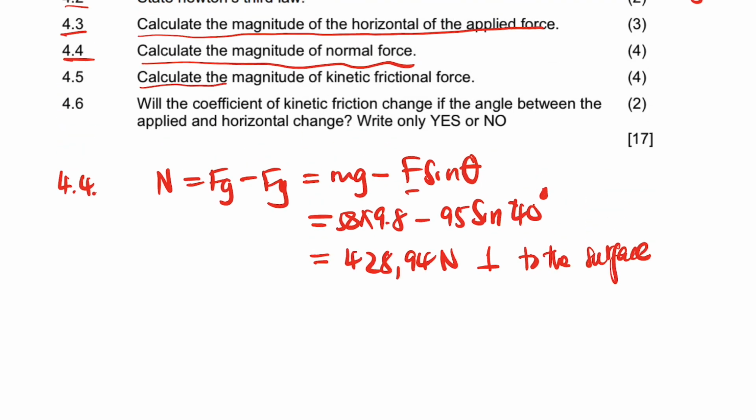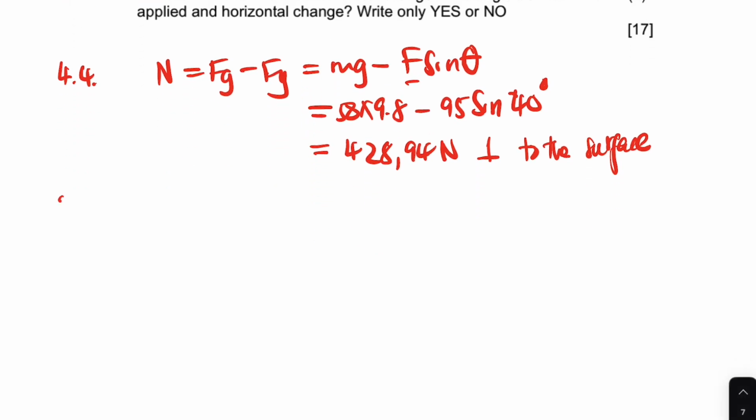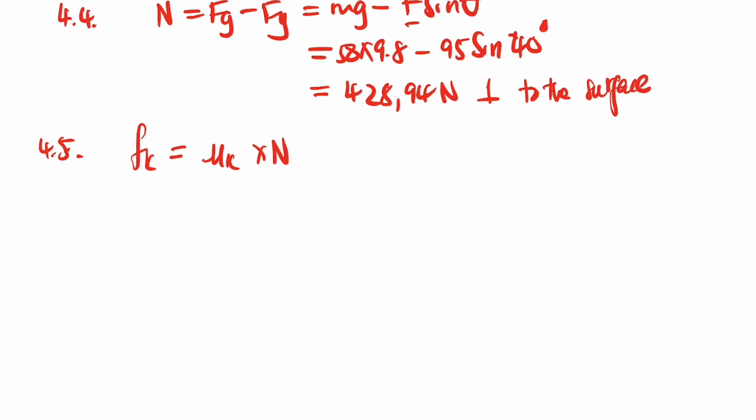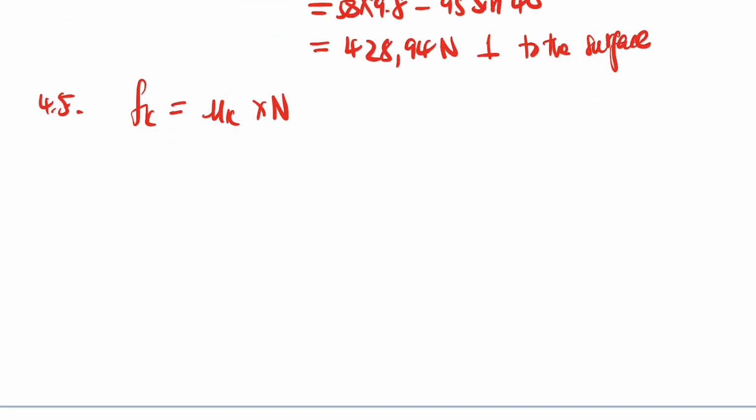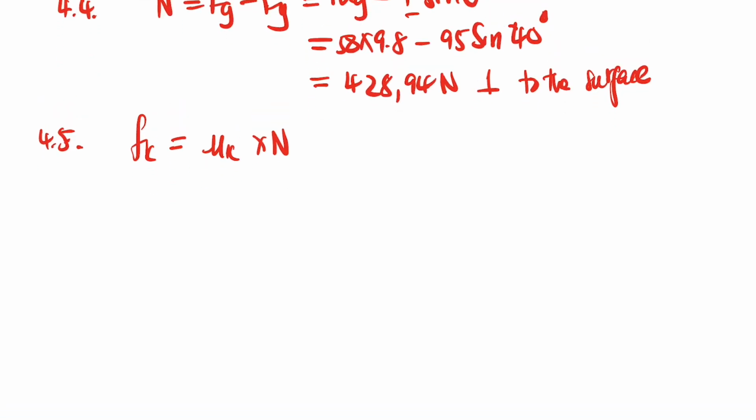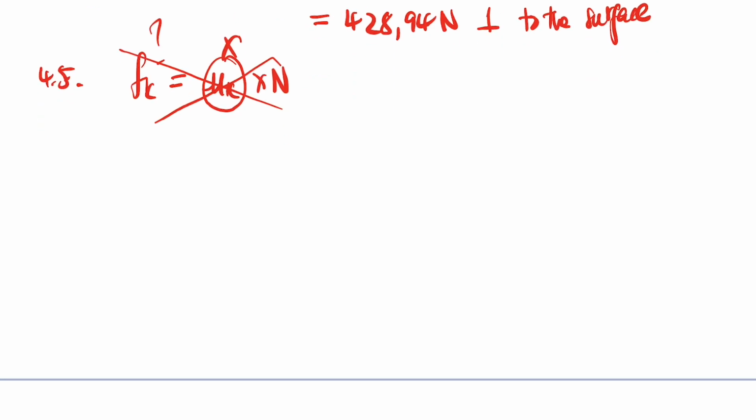Then 4.5, it says calculate the magnitude of the frictional force. The frictional force in 4.5 is going to be Fk is equal to mu k times normal force. So if you use that, do we have the mu k there? No, we don't have the mu k. We are looking for a frictional force, so we have two unknowns, so we can't use that formula.